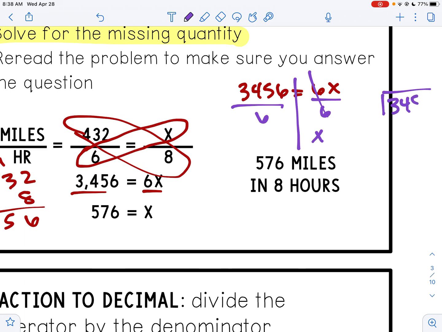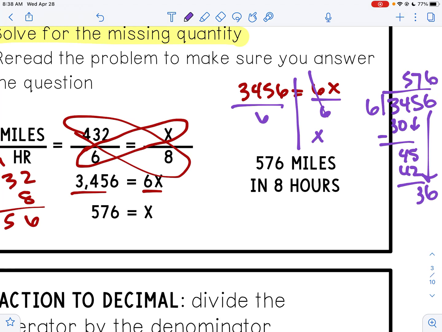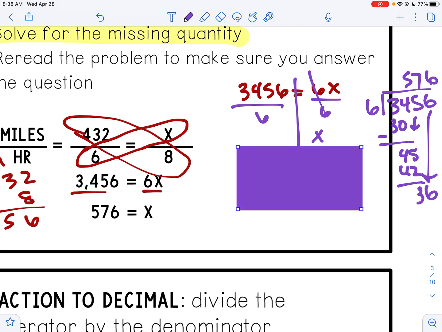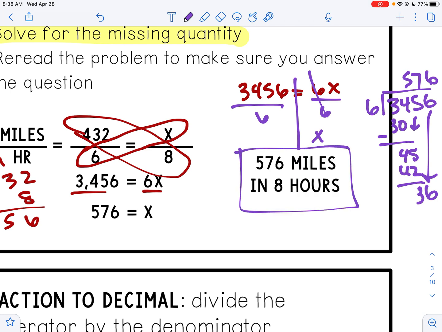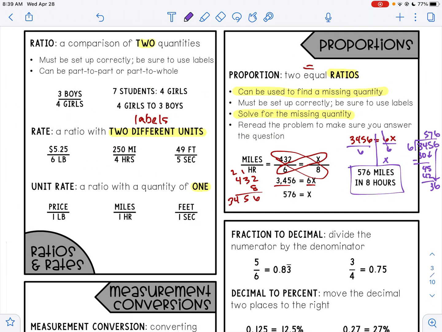So 3,456 divided by 6. Can 6 go into 3? Nope. Can 6 go into 34? Yep. 6 times 5 is 30, so I subtract and get 4. I bring down my 5. 6 times 7 gives me 42. So I get 3. I bring down my 6, and then 6 times 6 is 36. So our answer matches what they got. So 576 miles in 8 hours.